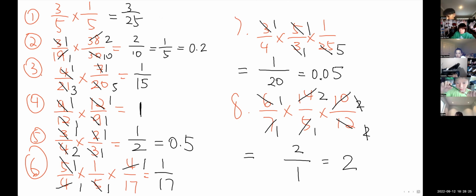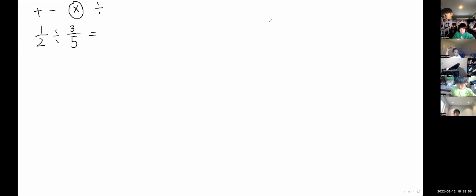Okay, so everybody, let's take a look at division, right? We have learned plus, we have learned minus, we have learned multiply, and we're learning the division. Division is almost the same as multiplication, but with a little bit of change. For instance, if I have 1 over 2 divided by 3 over 5, how do we do it?